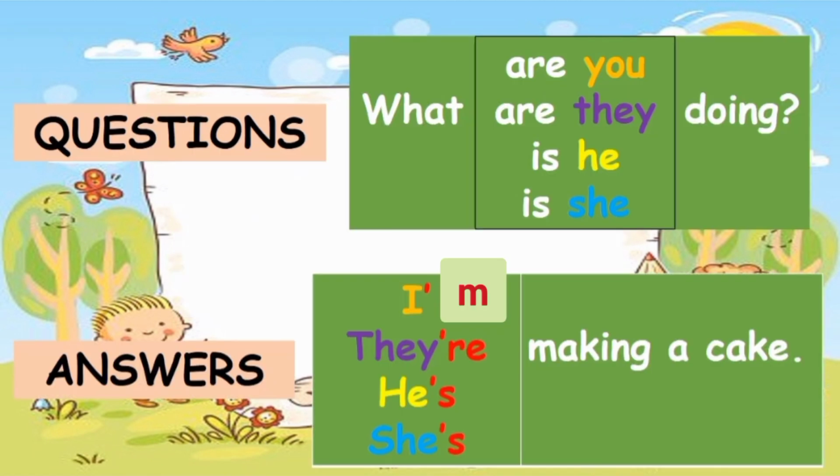Look at this table. Sila lihat jadual ini. Questions, soalan, what are you doing? So, the answer is, I'm making a cake. For the next question, what are they doing? The answer should be, they are making a cake. What is he doing? He's making a cake. What is she doing? She's making a cake.